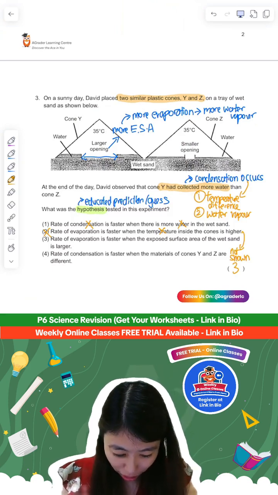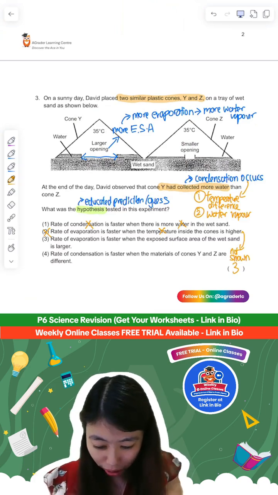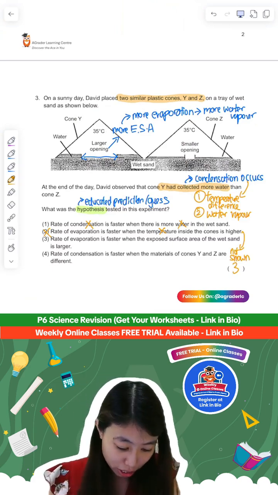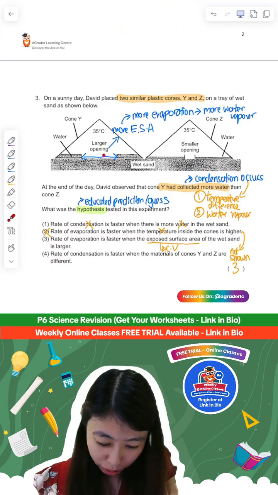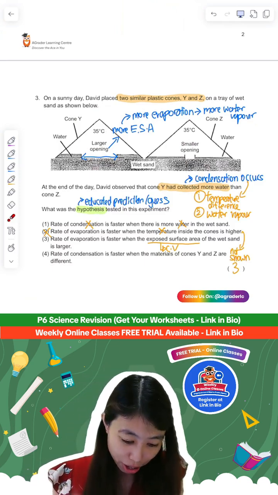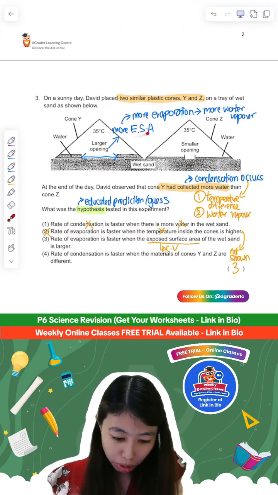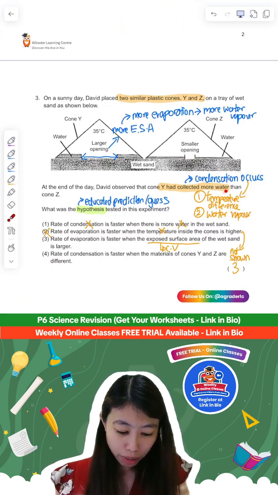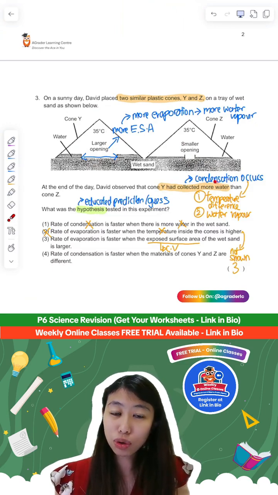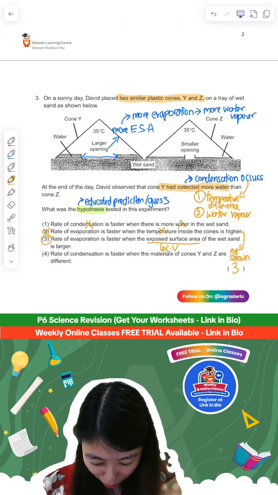Okay, next, number three. The rate of evaporation is faster when the exposed surface area of the wet sand is larger. So this is actually shown. Why? Because this is my change variable. You can see from here, this is a larger exposed surface area, and there's a smaller exposed surface area here. So when it's a larger exposed surface area, there is more evaporation, more water vapor, more condensation. That's why more water is collected at cone Y. So the answer is number three.